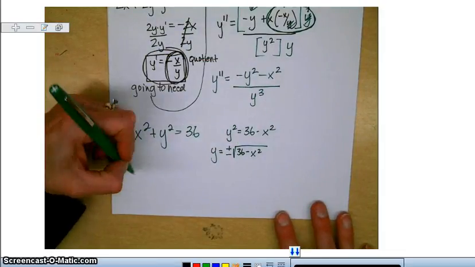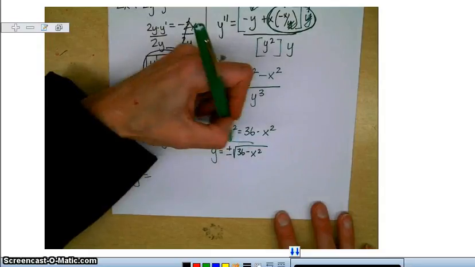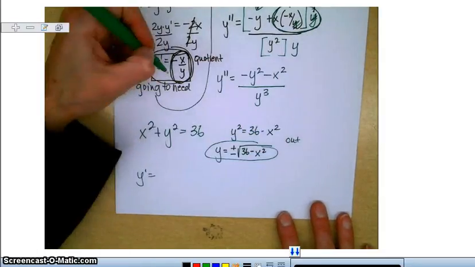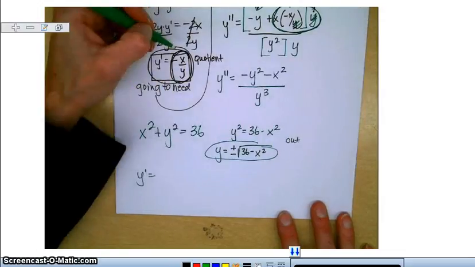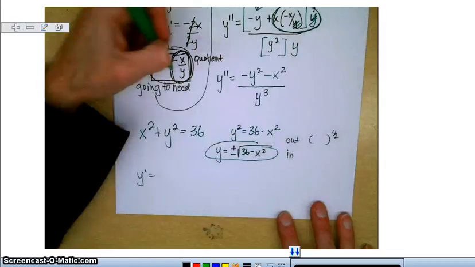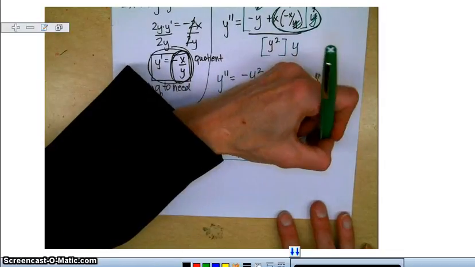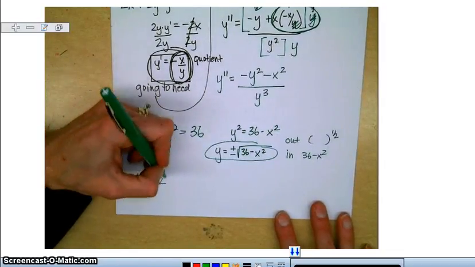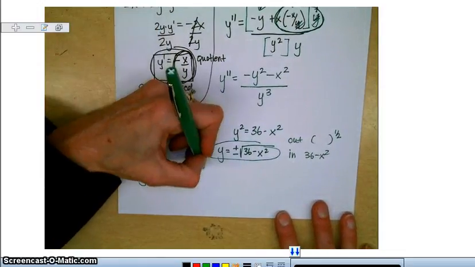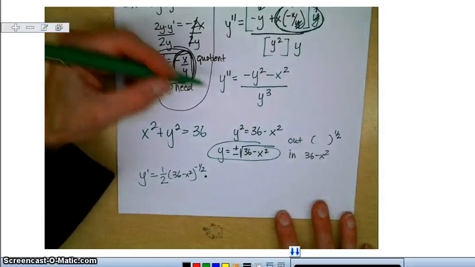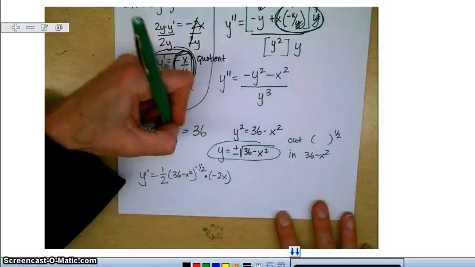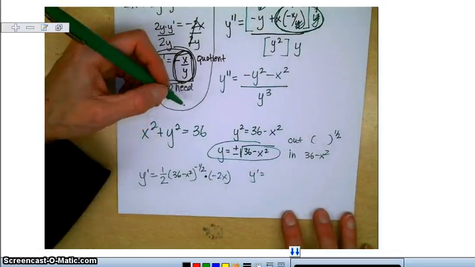Yeah, let's do that. So y prime would equal, what rule am I going to have to use here to find this derivative? Chain. What's the outside? Something to what power? The 1/2 power. And the inside? 36 minus x squared. So y prime would be 1/2 times 36 minus x squared to what power? Negative half. Times the derivative of 36 minus x squared? Negative 2x. So y prime cleaned up a little bit, what would be on top?